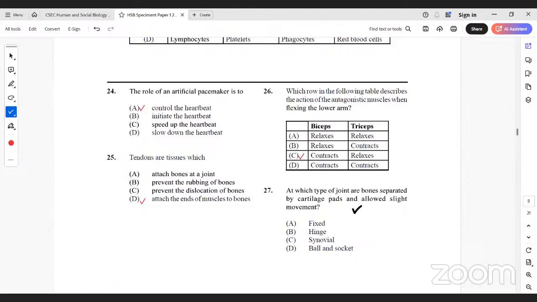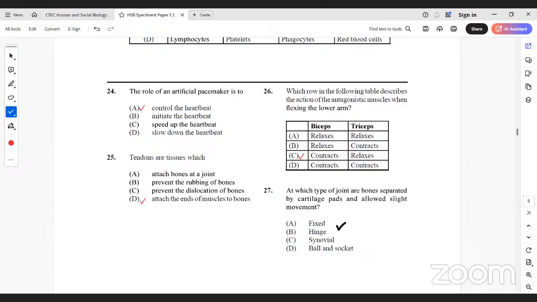Slight movement. Now, I don't like this question because the word slight movement could throw you off. That's why I don't like this question. The English for this question is messy. Slight means there is movement.